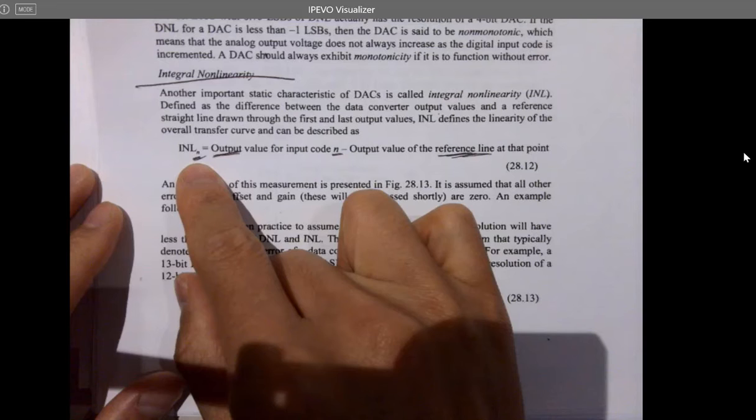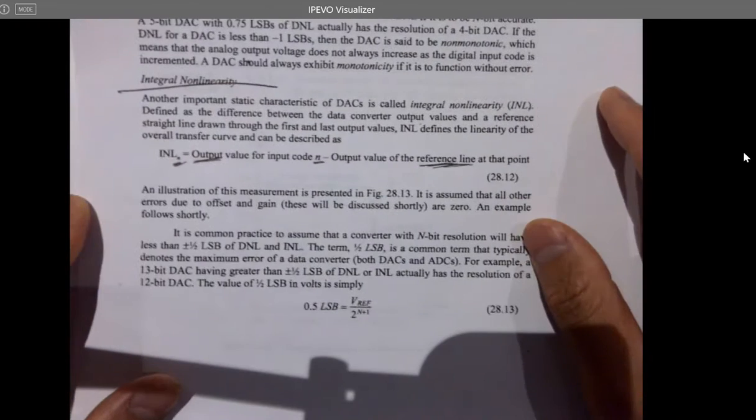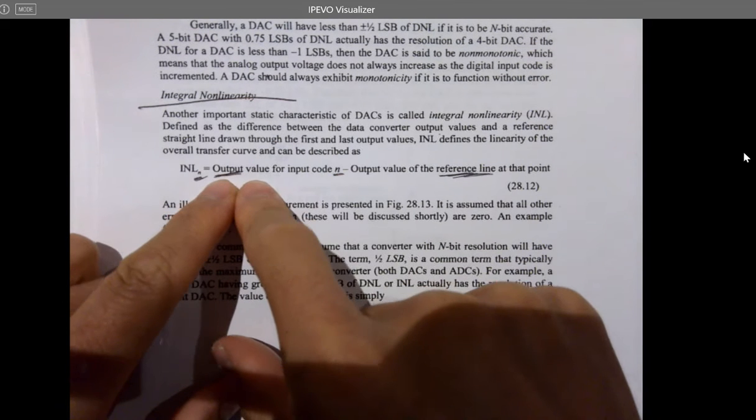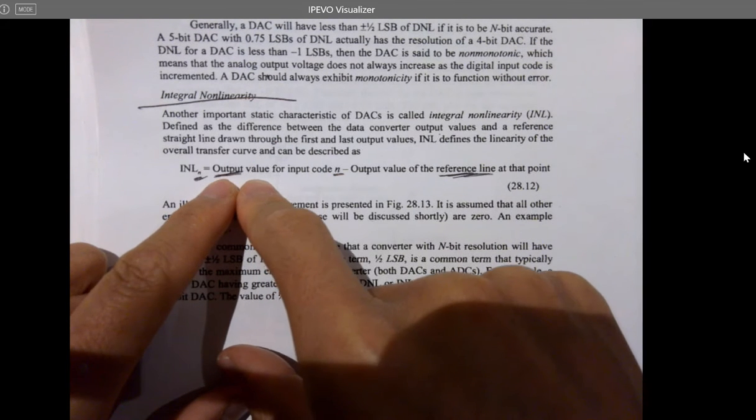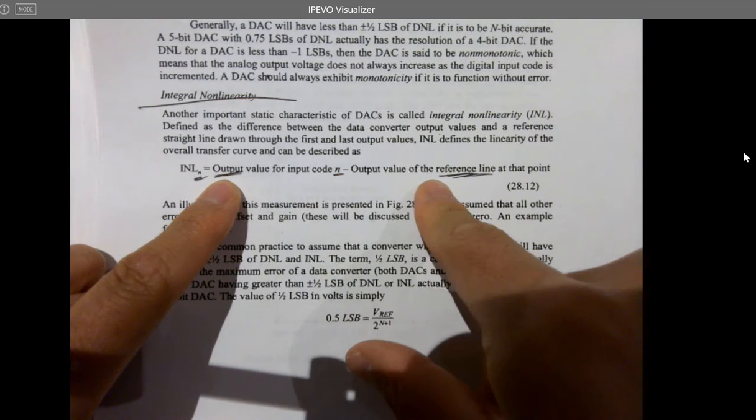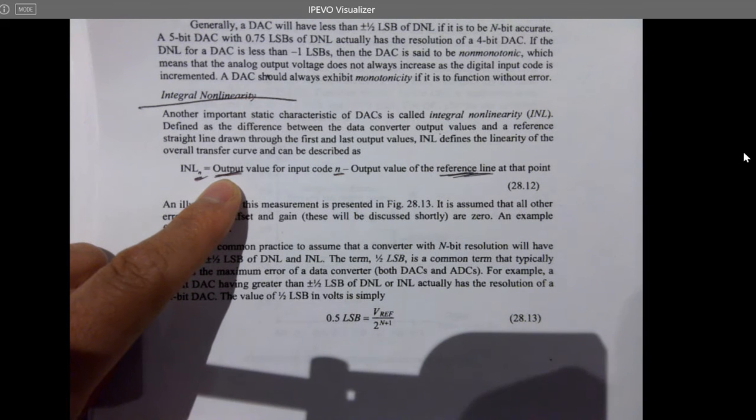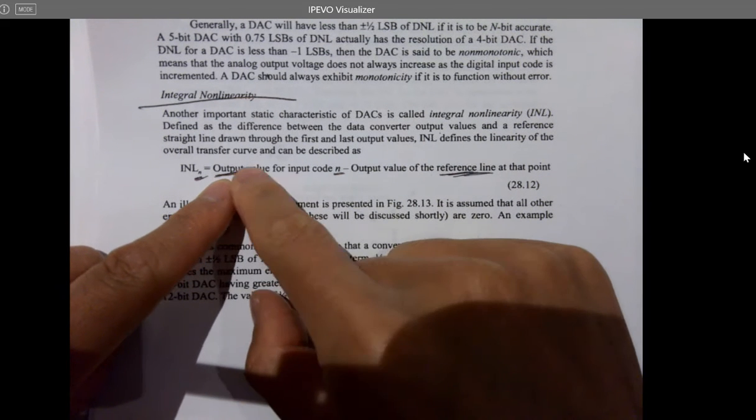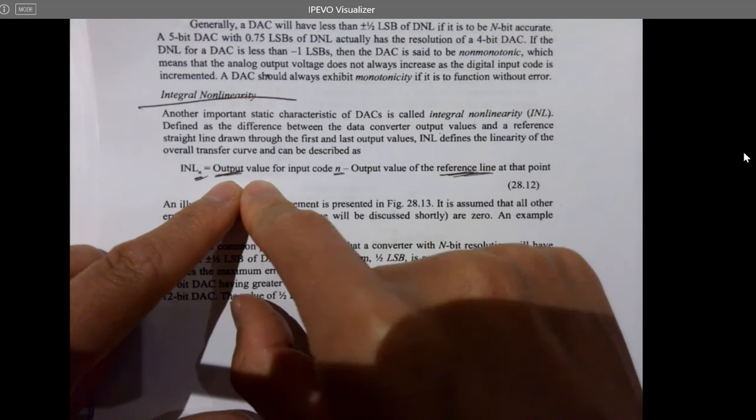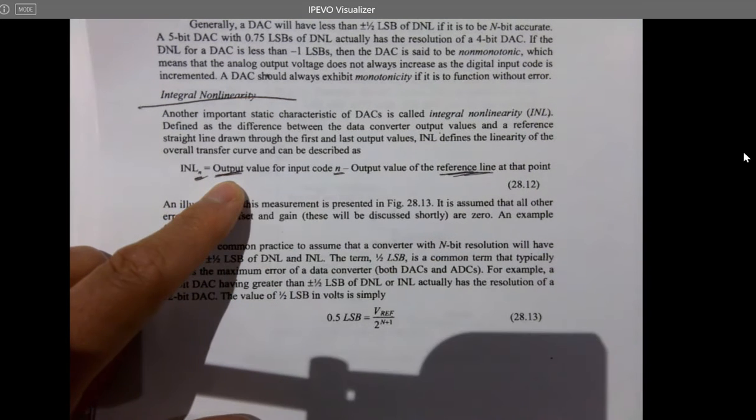Next, INL, integral nonlinearity. Same curve, but different ways to calculate it. So remember, for the DNLs, we used the relative height, which is the increment height. But here it is the absolute height, the output value, minus the reference line, whatever the ideal curve is, just minus that value at that point, and that's going to be the INL. It's the absolute number minus absolute number. For DNL, it's relative number minus relative number, right? So it's just minus 1 LSB.